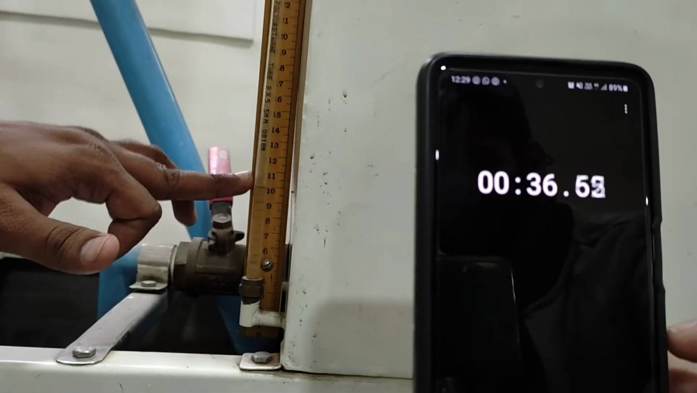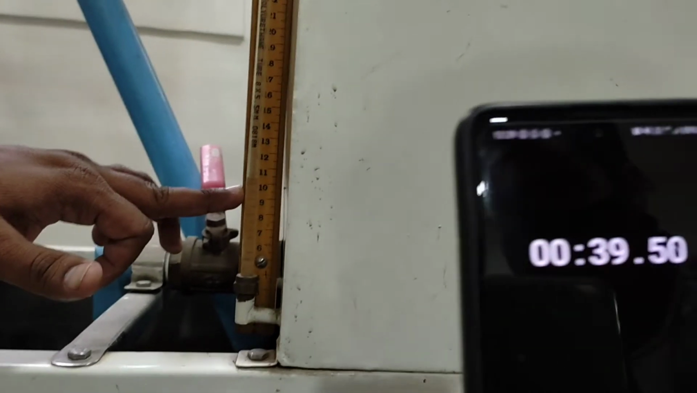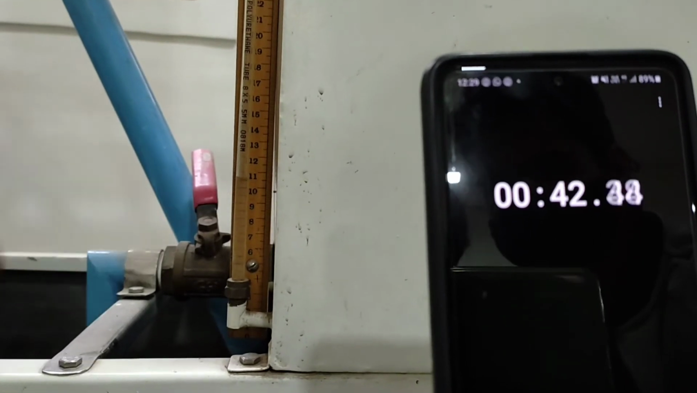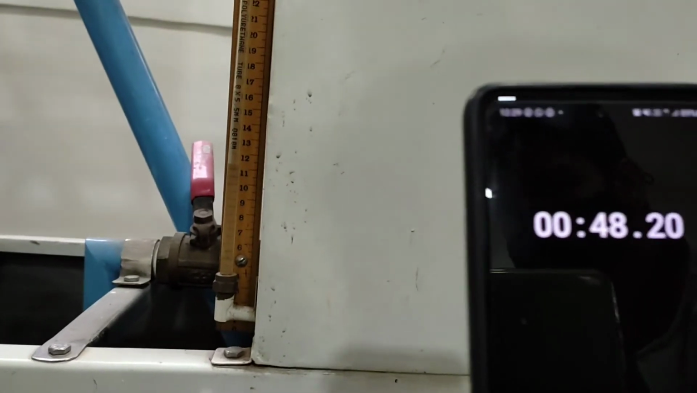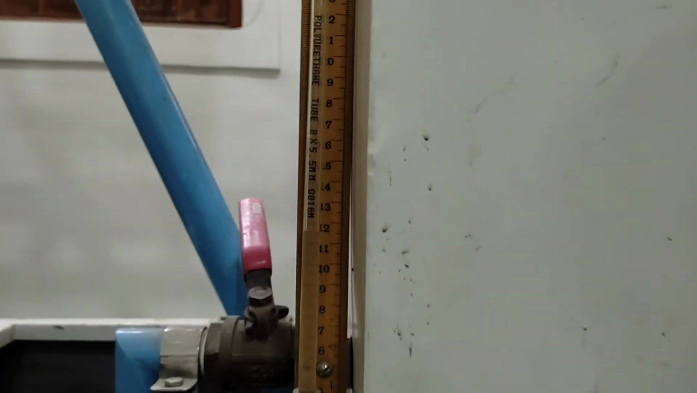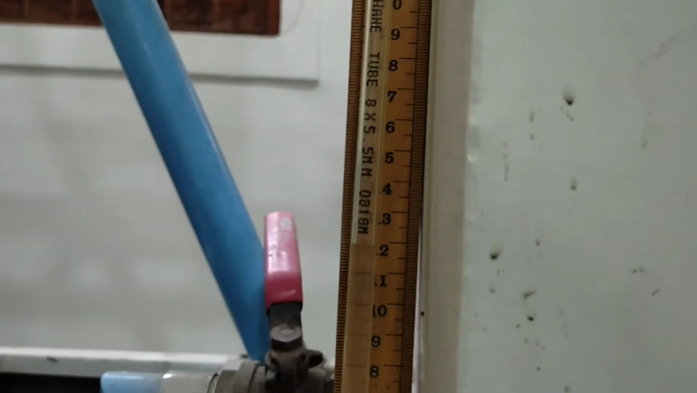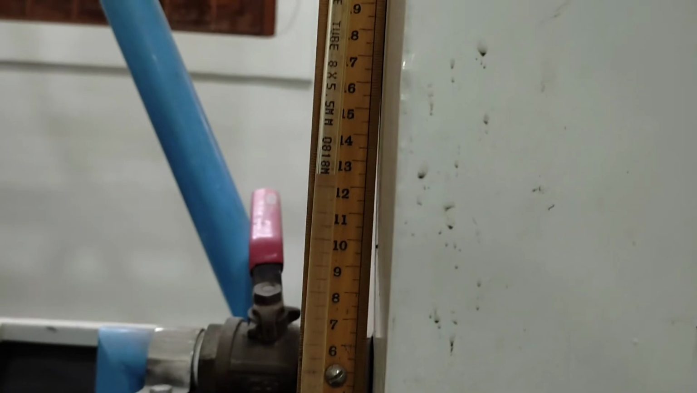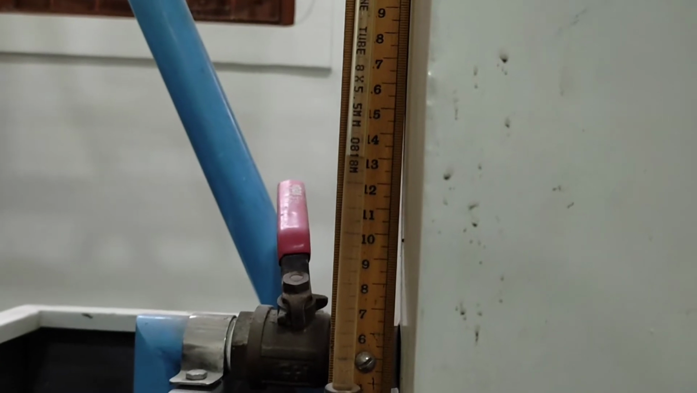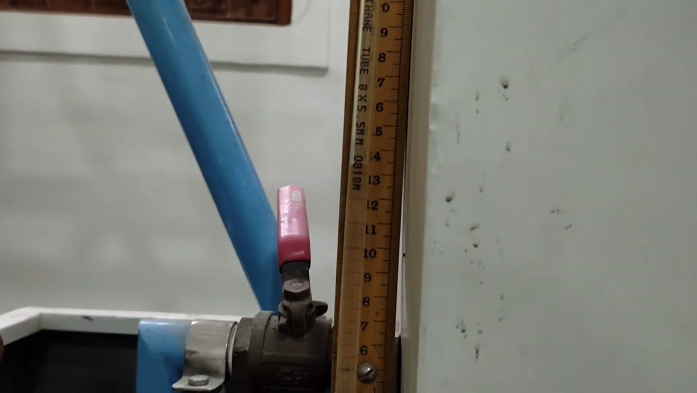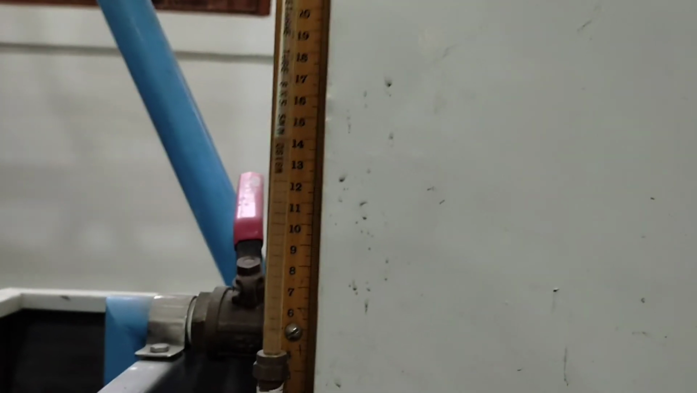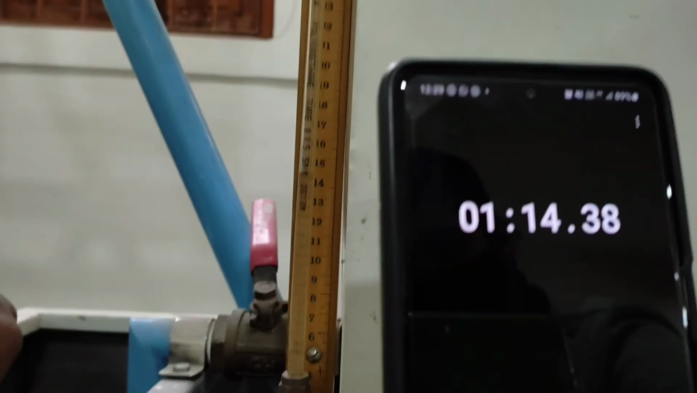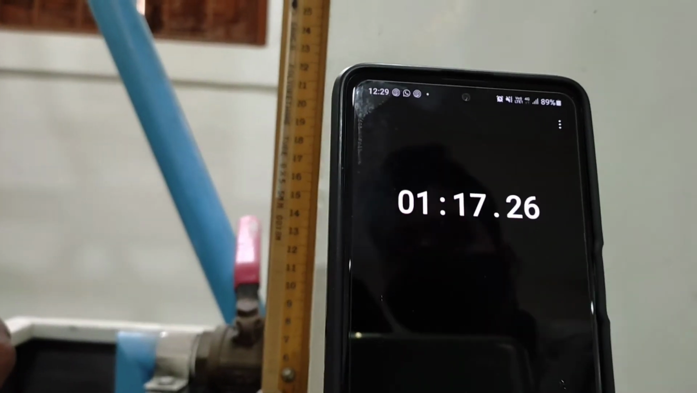10. We can take it for any height, and as per that our calculations will vary. While taking different readings, we will be adjusting the flow rates, and at different flow rates we will be taking different readings, and at all these readings we will be finding out the potential head and kinetic head. So almost up to 40, and the time lapse is around 1 minute and 15 seconds.